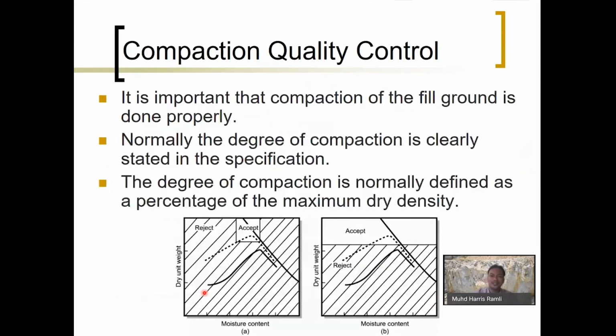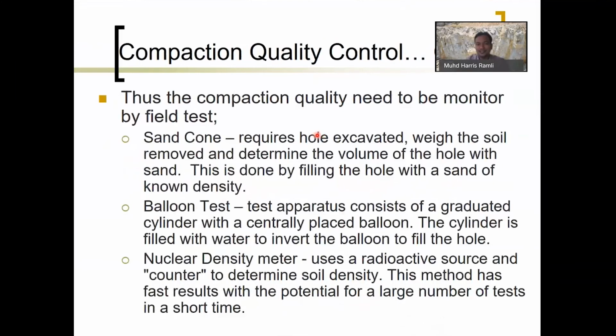Compaction quality control. In compaction quality control, remember the 95% value. If you reach 95%, it is considered accepted. If it does not reach 95%, it is not accepted. So how are you going to check whether it is 95%? It is through tests. We have three tests: the sand cone test, the balloon test, as well as the nuclear density meter test.